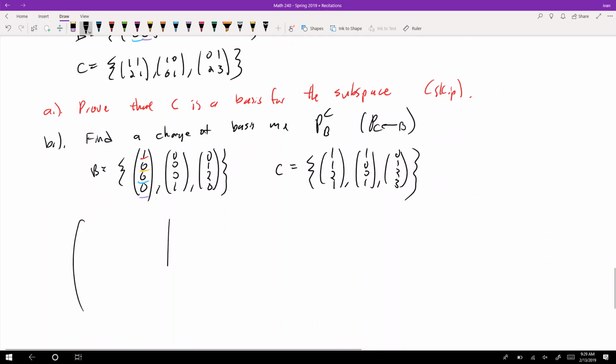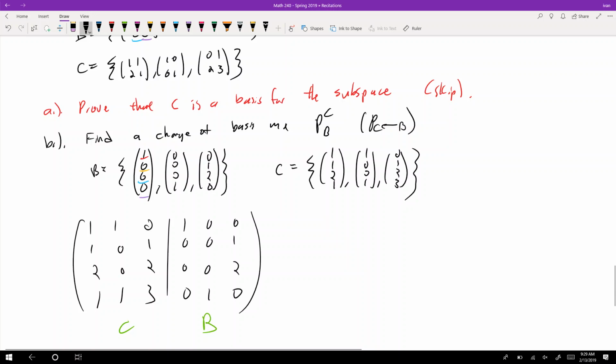Let's create my augmented matrix. What goes on the left? C, right? Again, this notation is really helpful. C: 1, 1, 2, 1, 1, 0, 0, 1, 0, 1, 2, 3. And what goes on the right? B. So 1, 0, 0, 0, 0, 0, 0, 1, 0, 1, 2, 0.